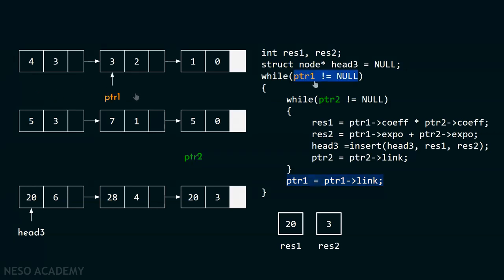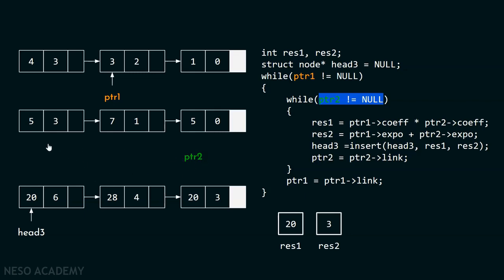Now, we will check this particular condition. You can clearly see that ptr1 is not null, right? So we'll get inside this while loop. And now we will check, is ptr2 equal to null? Oh no, ptr2 is null. Okay, we haven't updated the ptr2. Actually, ptr2 should not be null, right? ptr2 must point to the first node of this list.